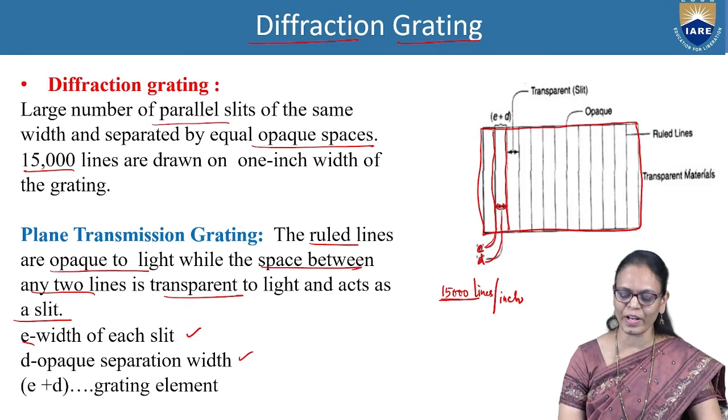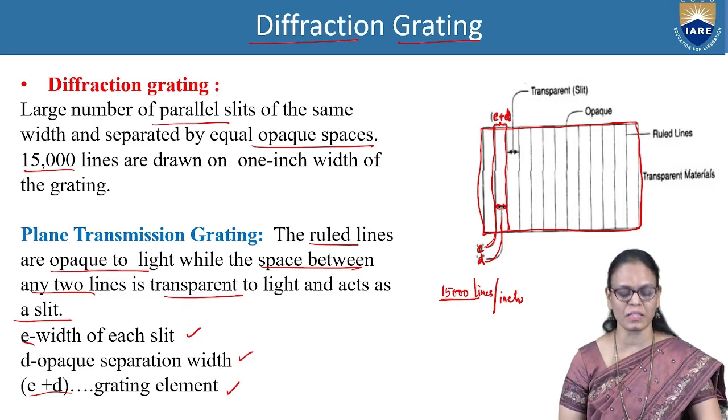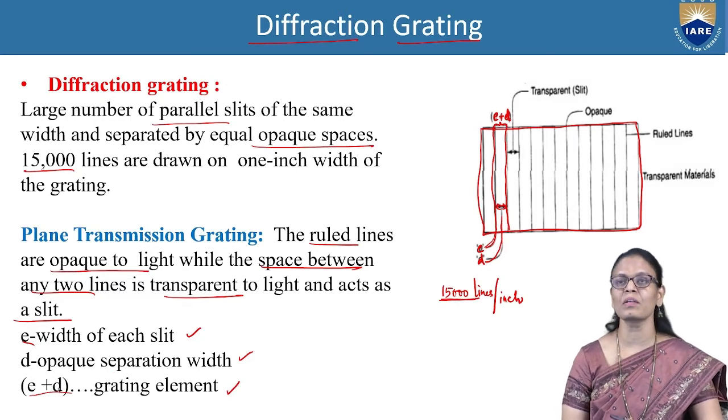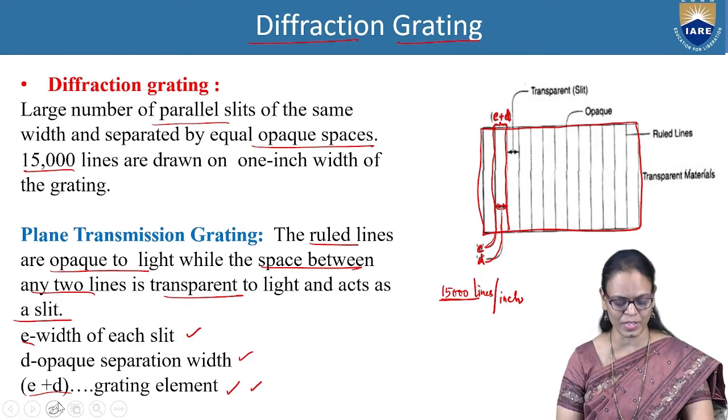Now the width of each slit together with the separation is E plus D. We will call it a grating element. So the width of the grating element is given by E plus D. So we'll be referring to this in all numericals. So you need to understand what is this E, what is this D.